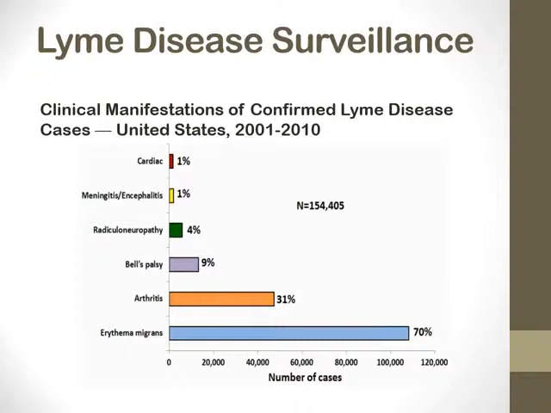Surveillance for Lyme disease also includes obtaining clinical data about cases. From the 10-year period from 2001 to 2010, 70% of 154,405 confirmed and probable cases reported EM rashes. 31% reported arthritis. Neurological and cardiac symptoms were less frequently reported. I'll pass it on to Dr. Guilfoose, who will now discuss clinical aspects of Lyme disease.